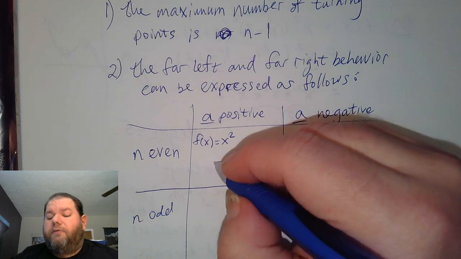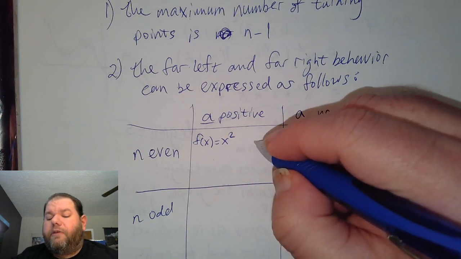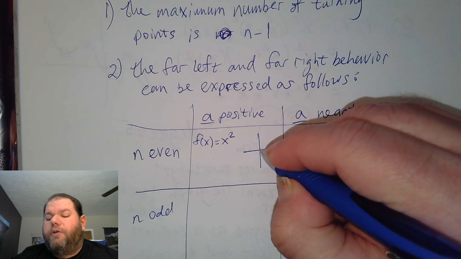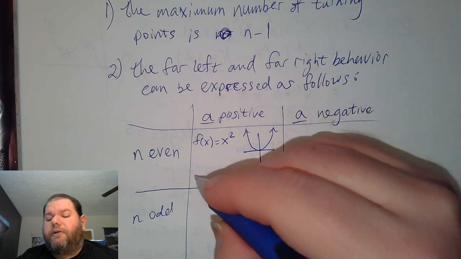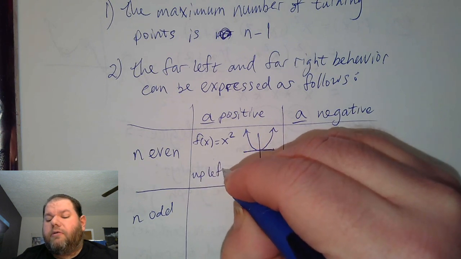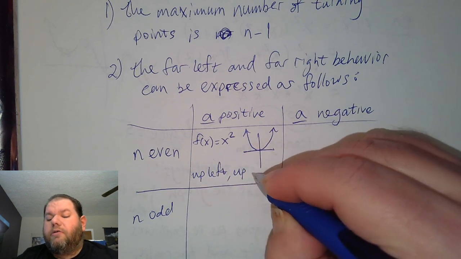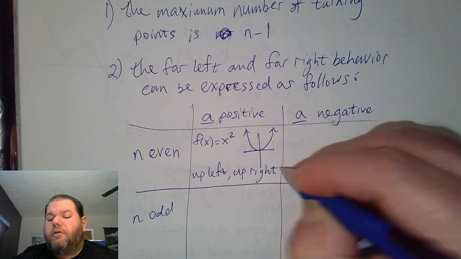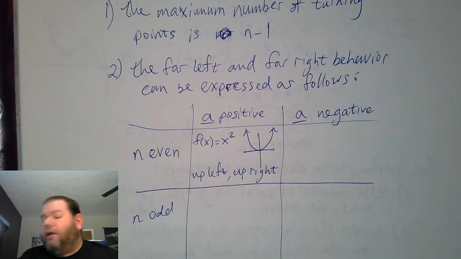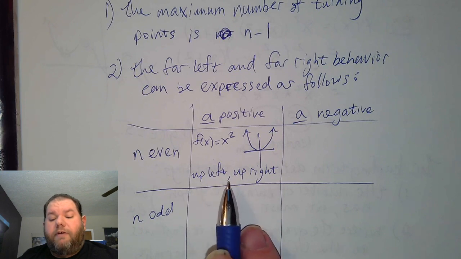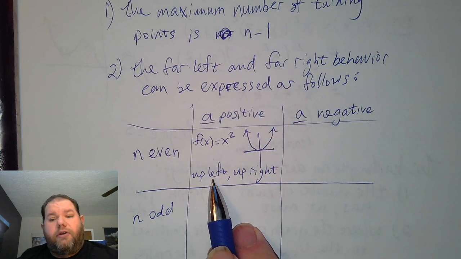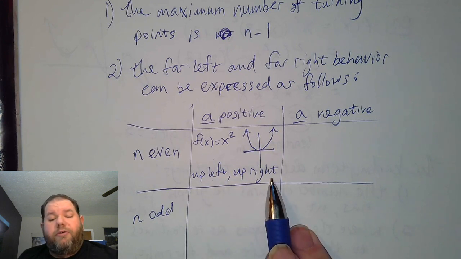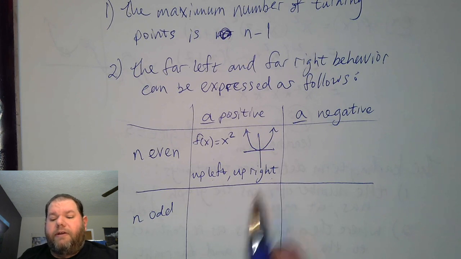If we think of that graph, we know that's a parabola that opens up to the left and up to the right. And so that's the behavior it's going to have as it continues to the far left and far right: it's going to continue going up to infinity on the left hand side, and it'll continue going up to infinity on the right hand side.